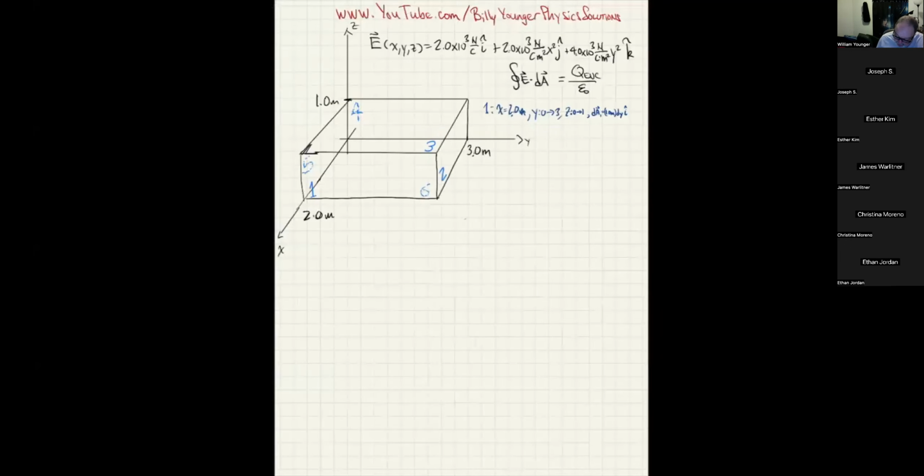Okay, so what I'm looking at as my differential area element is a differential change in y, and it should actually look something like this. Notice the height of that is 1 meter, and that distance is dy.